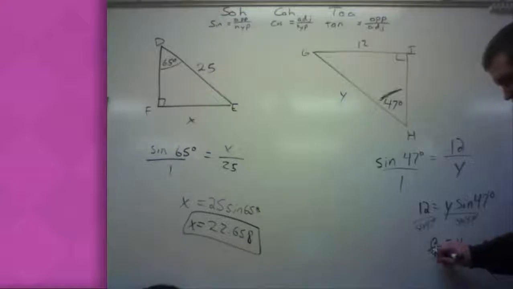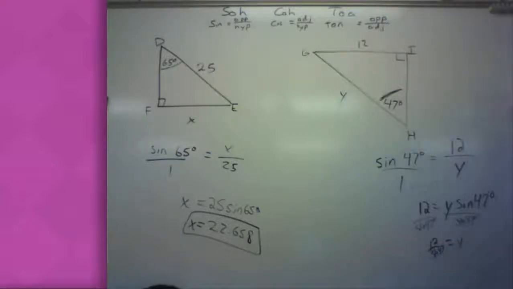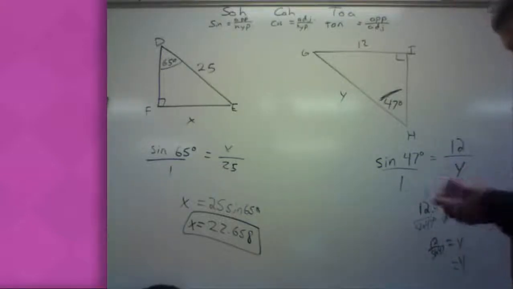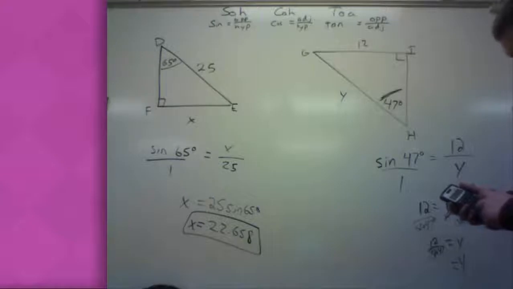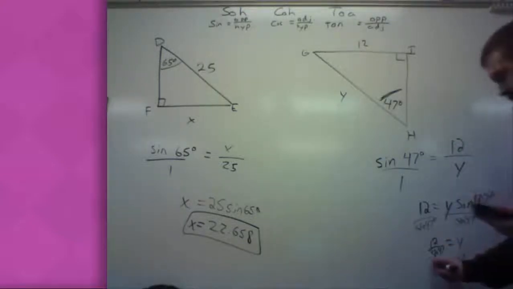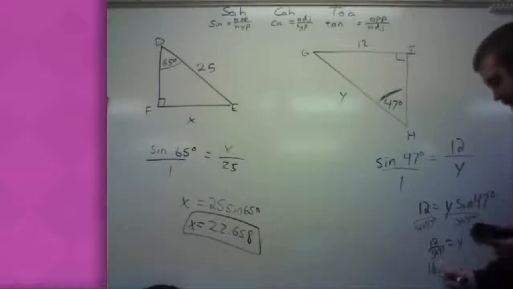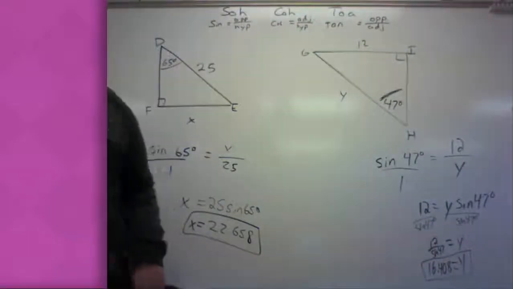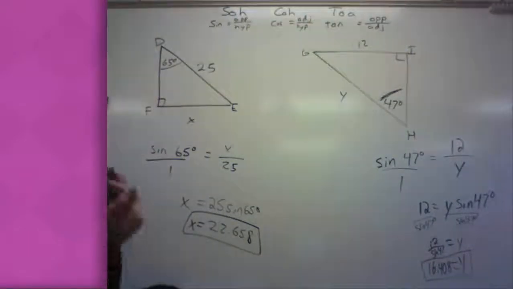And I'm looking at this and I'm thinking, oh my, I don't know what I'm supposed to do here. Wait, this is calculator time. I take 12, I hit the divide button and I hit sine of 47 degrees. Again, if your calculator does not give you this answer, see me. But you should get 16.408. And there you go. So this is how you can use sine to solve for an unknown of a right triangle.